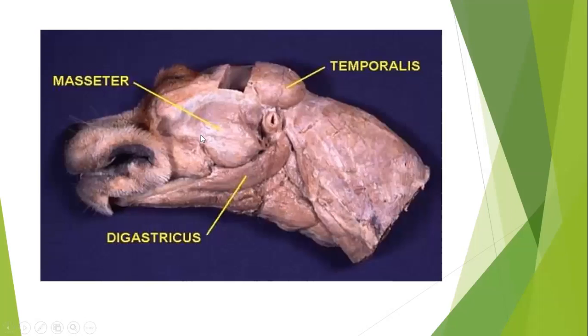So this is how they look. They are using an actual dead dog. This is the temporalis, this is the masseter, and you have the digastricus over here.